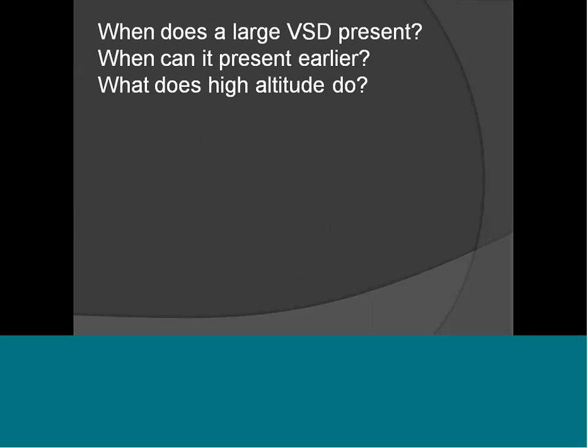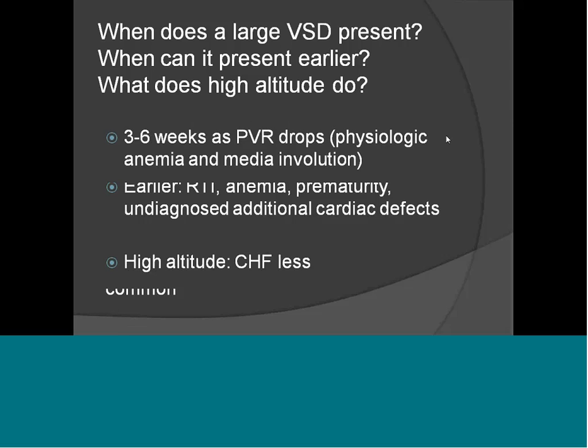And what does high altitude do? When you're up in the mountain, do you have more of a left to right shunt or less of a left to right shunt? Okay, so that's right. If you have LVOT, it can present earlier. So when you're up in the mountains, you have increased PVR and later presentation. Okay, so those are all right answers.